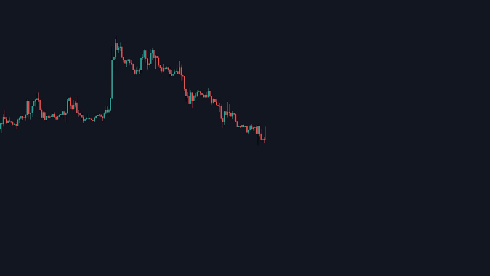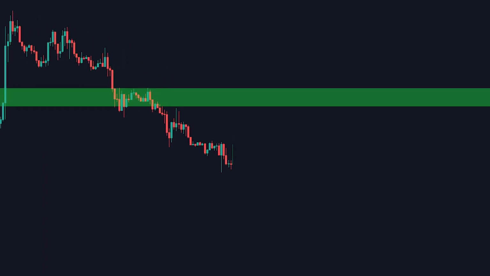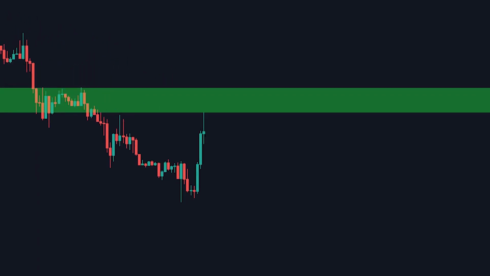So the first thing I did was try to find a very key resistance zone. Here you can see that price resisted here and here, then also hesitated a lot right here. So I made sure to mark this area. After that, we see that price does this. It came all the way back up to our zone.